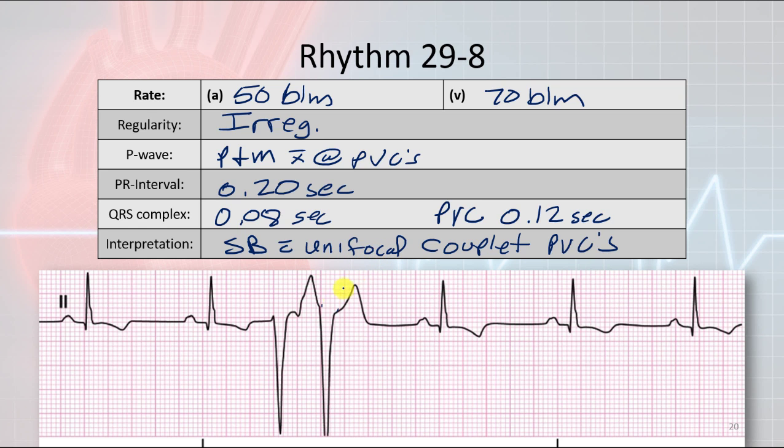How do I know it's unifocal? Take a look down here at your PVCs and you will see that the PVCs are virtually the exact same morphology. That tells me that these PVCs here are coming from the same ectopic focus.